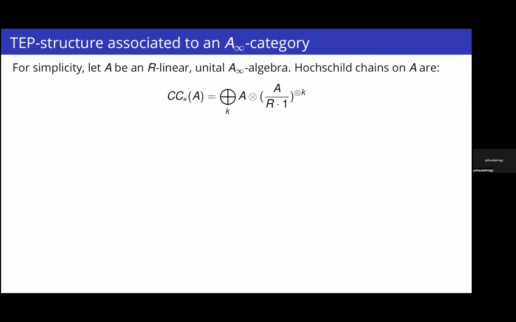Can I ask a question? Yes. You want to apply this to Fukaya categories, and they are not always unital. Yes. How do you deal with them? So in general, what you have to do is extend your category: if you have a homotopy unit, then you can extend your category to have an actual unit and then take cyclic chains on that, and then you show that that's the correct definition.